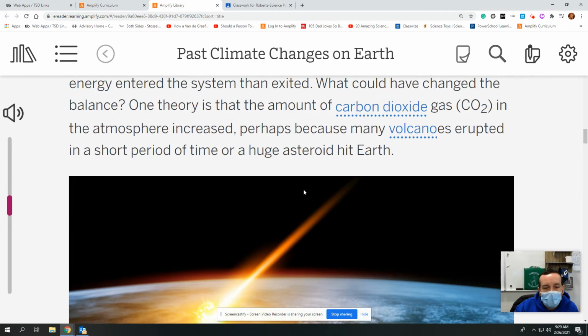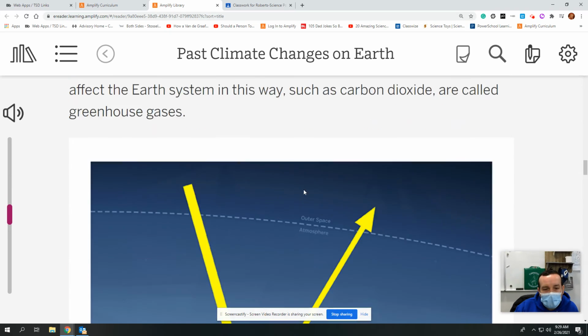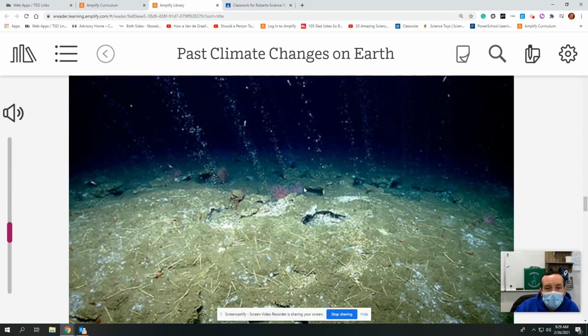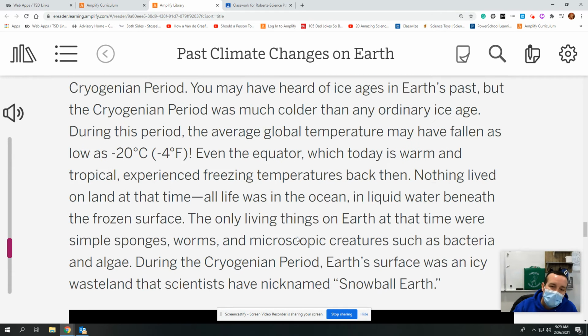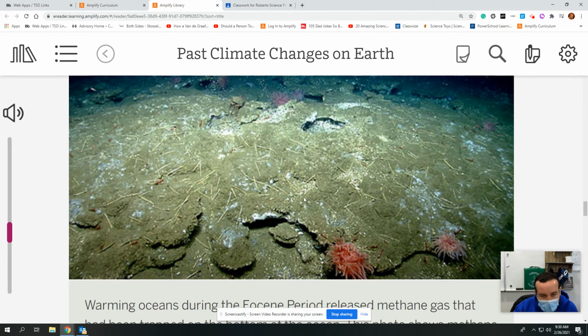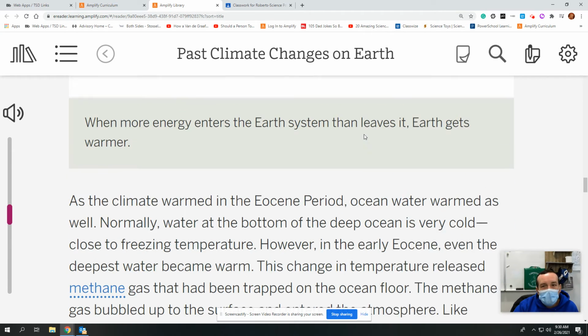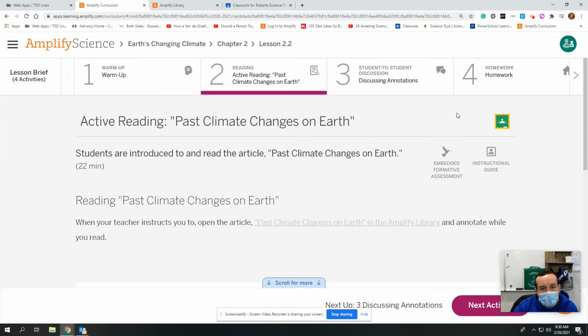We're also going to learn about a time when things were really, really cold, called the Cryogenian period, when the entire Earth was a snowball. So, students, I would like you to read this article twice. When you are done, you can just exit out and then move on.